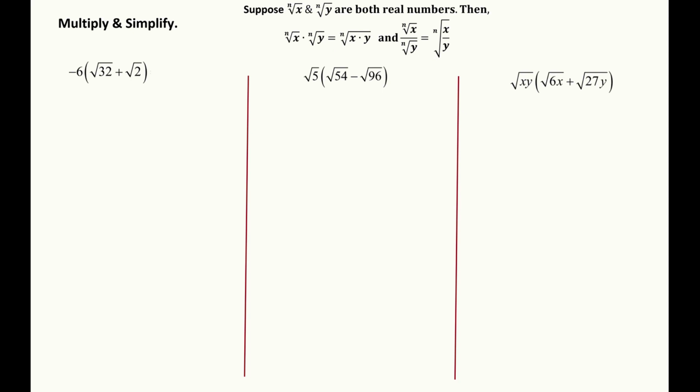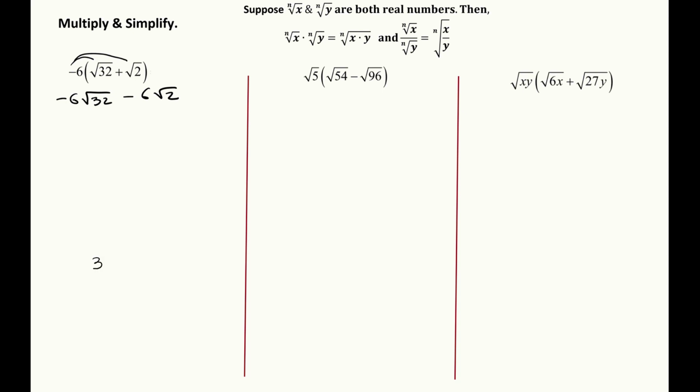So looking at this first problem on the left, the instructions are all the same. We're going to multiply and simplify. Here, of course, we're going to distribute this -6 into this group, and we end up with -6 radical 32 minus 6 radical 2. Of course, we never leave a problem before we make sure we've fully simplified it.